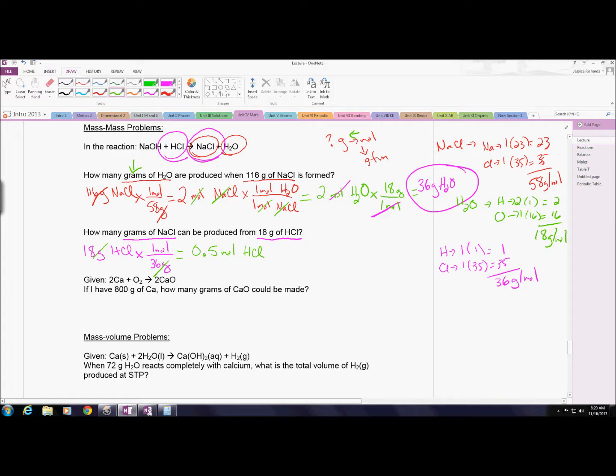Now that I have moles, I can use my equation. The ratio from the equation is that for every 1 mole of HCl, I have 1 mole of NaCl. And so then I look and the moles of HCl cancel, and I have 0.5 moles of NaCl. And I ask myself, do they want moles of NaCl? No, they want grams of NaCl. I already have the formula mass of sodium chloride over here. It's 58. So I'm going to multiply that by 58 grams per every 1 mole.